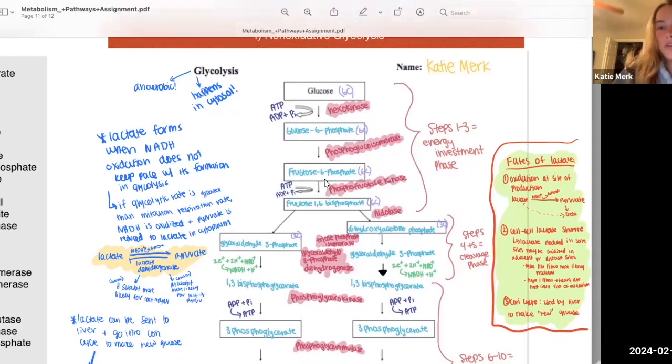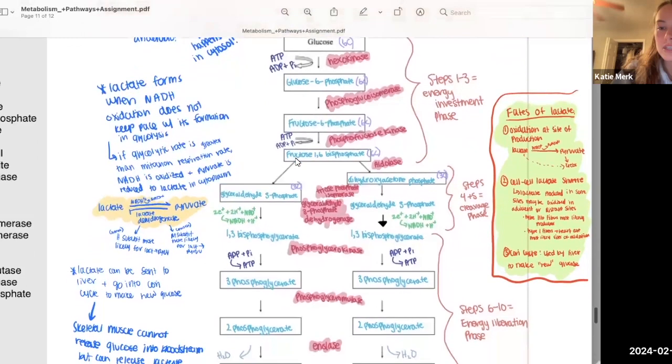And then phosphoglucoisomerase will convert that to fructose 6-phosphate, still 6-carbon. And then phosphofructokinase will convert that to fructose 1,6-bisphosphate with the help of ATP. And this is the energy investment phase, as we can see here.